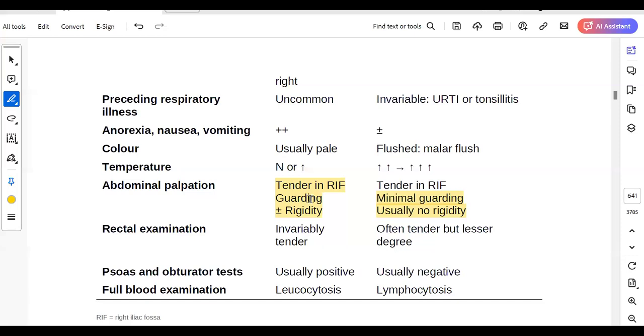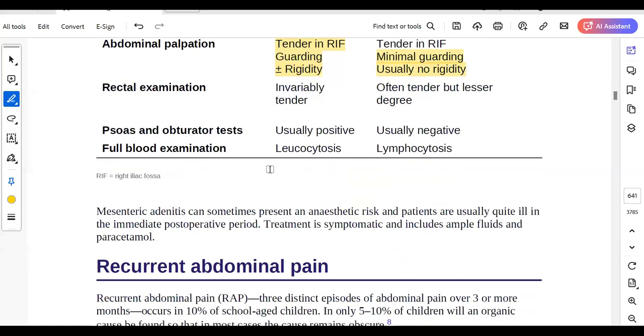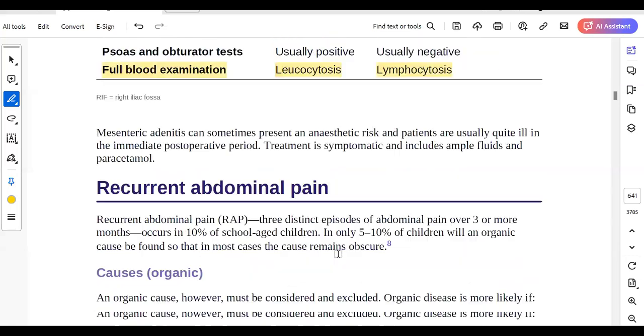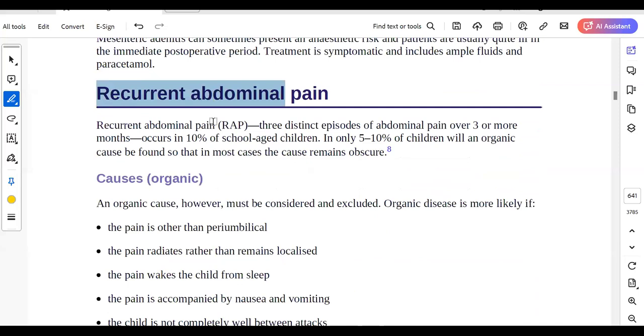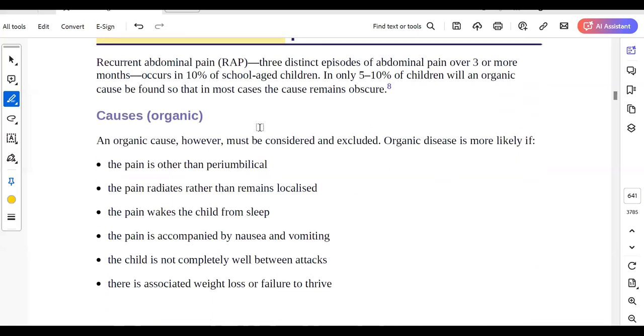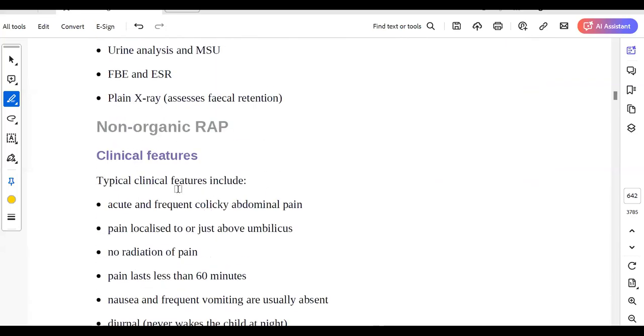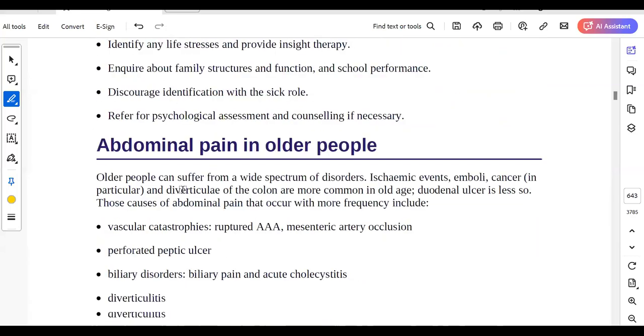So what we usually do, if we are not sure whether it is appendicitis or mesenteric adenitis, is send the child for an ultrasound, and ultrasounds are pretty good at differentiating between these two. And sometimes you can do a full blood exam and you will see that their WBC count is quite high. There is a condition called recurrent abdominal pain in children. So you can go through this in your own time. It's not very important.